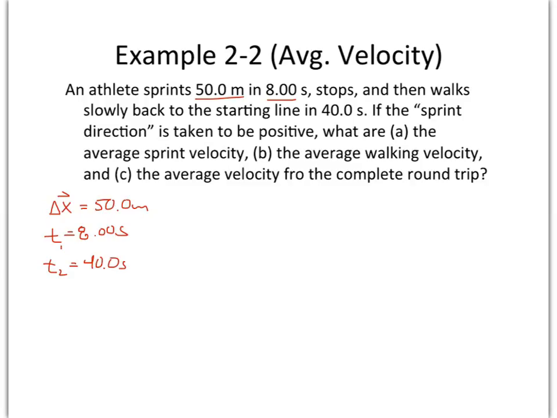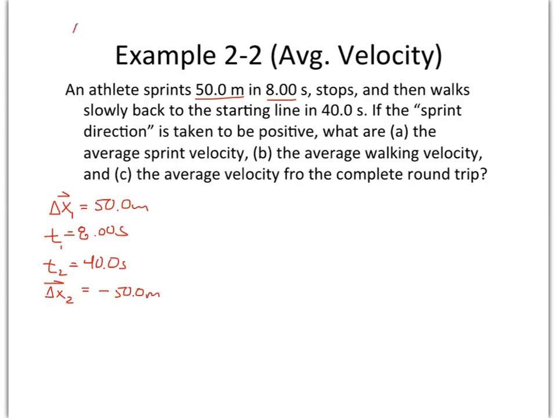Question is, you know what, we'll call this displacement 1. Question is, what is the displacement 2 right here? How much ground does he cover? Well, distance-wise, he walks 50 meters back to the starting line. But if we're talking about this in terms of a vector quantity, that is a displacement, he's really displacing himself negative 50.0 meters back to the starting line. Negative 50.0 meters. Does that make sense?